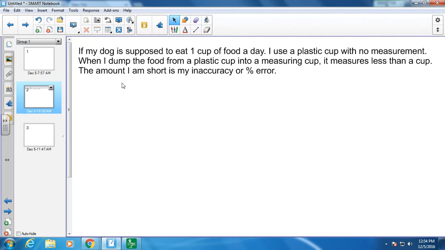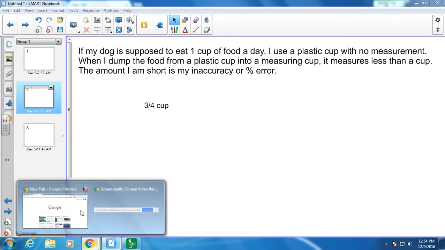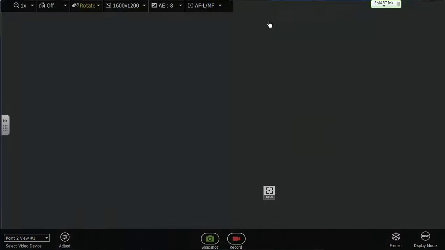Let's say my dog is supposed to eat 1 cup of food a day, and I use a plastic cup with no measurement. When I dump the food from the plastic cup into a measuring cup, it measures less than a cup. So the amount that I am short is my inaccuracy or my percent error. Let's say it was 3/4 of a cup. I was accurate by 3/4 of a cup, and I'm inaccurate by 1/4 of a cup. So that would make my percent error 25%. And we'll go over that. Hopefully I just gave the right answer.